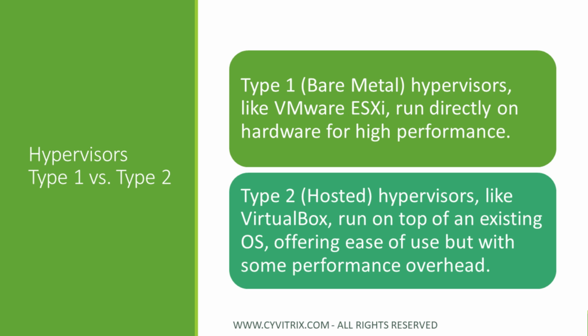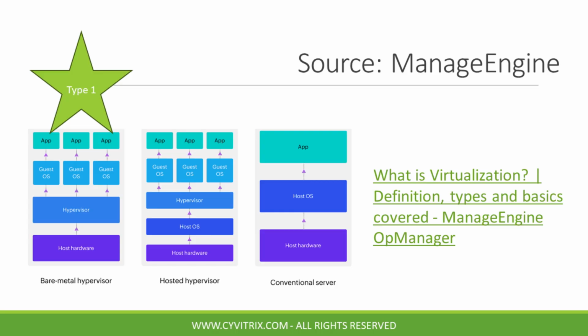In Type 1 virtualization, the hypervisor is installed directly onto the physical hardware and acts as the primary operating system. This approach provides high performance and efficiency, making it ideal for large-scale enterprise environments and data centers. VMware ESXi and Microsoft Hyper-V are examples of Type 1 hypervisors. In contrast, Type 2 hypervisors are installed on top of an existing operating system. While this model is easier to set up and more suitable for smaller environments, it introduces some performance overhead due to the dependency on the host OS. Examples include VirtualBox and VMware Workstation.